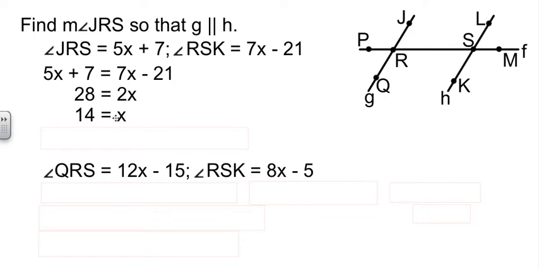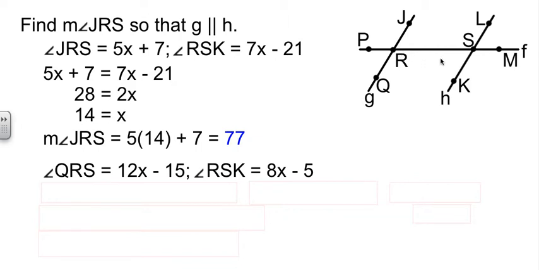Now all we have to do is plug the 14 back into JRS. 5 times 14 is 70, plus 7 is 77. Okay. Let's consider another one. QRS and RSK. What's the relationship between those two angles, QRS and RSK?